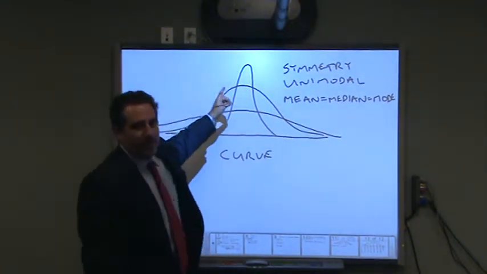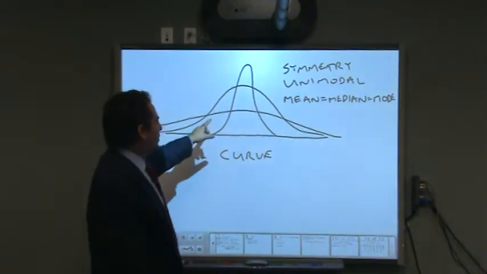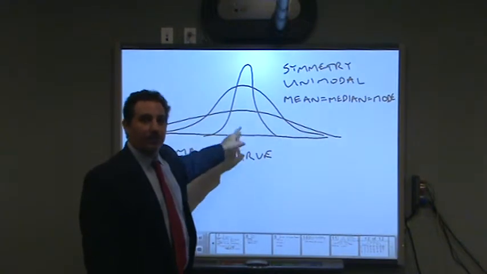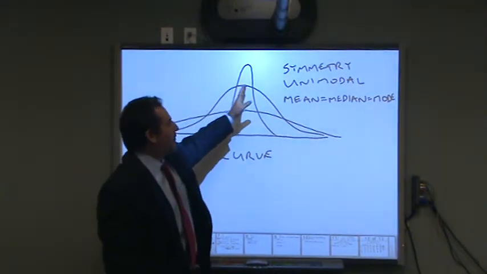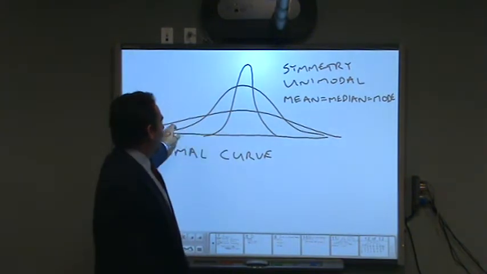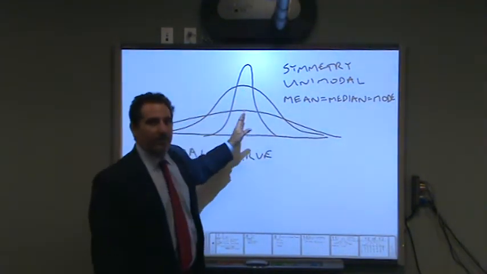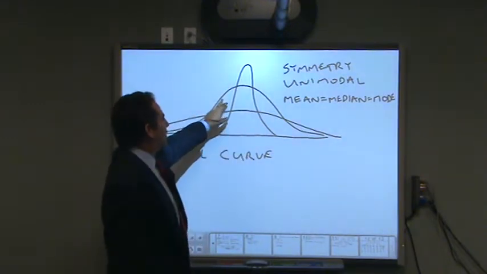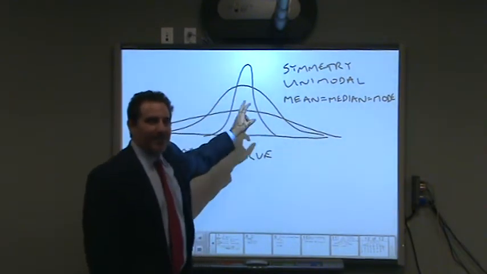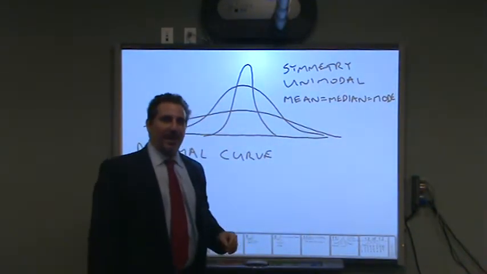Depending on the variance, these three curves are all normal, but they have decreasing amounts of variance as you go from fatter to thinner. So here's a normal curve with little variance, here's one with a medium amount of variance, and here's a normal curve with a great deal of variance.